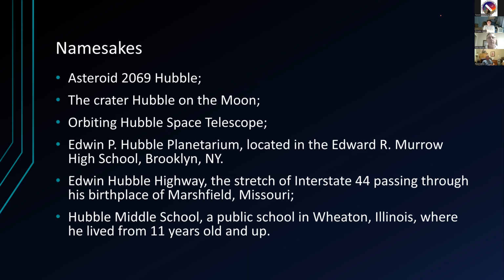Some other things that Hubble is known for, or actually has his name attributed to: there is an asteroid, 2069 Hubble, named after him. He has a crater on the moon.